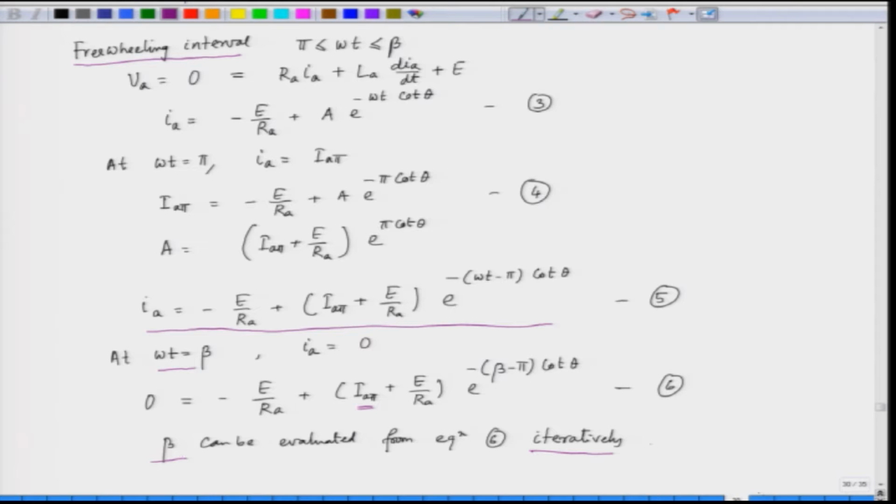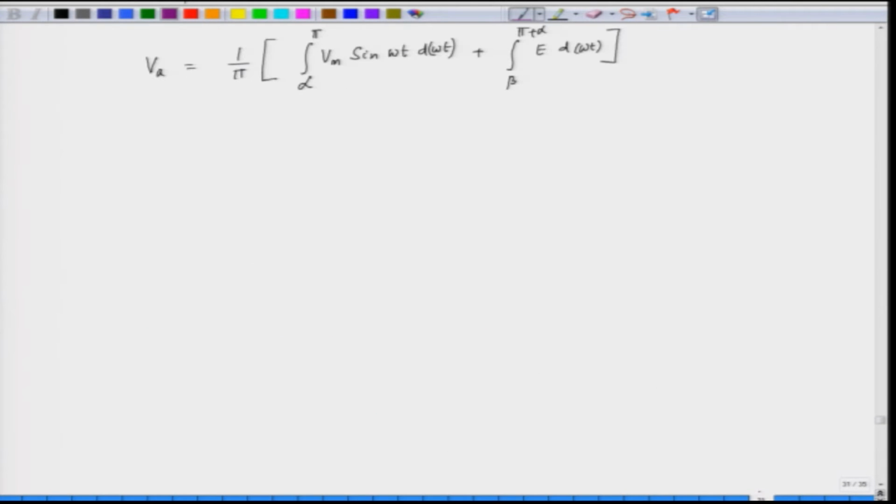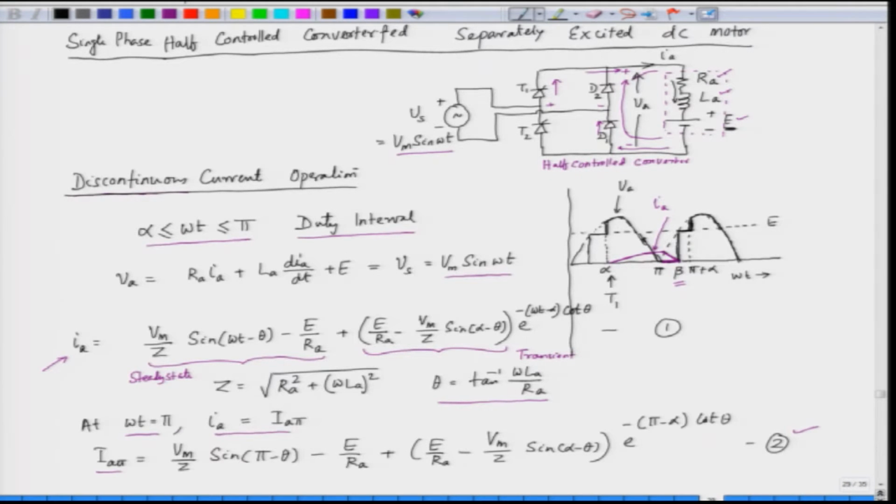Now, let us see the average voltage. Now, what is this average voltage? Now, we have seen in this voltage waveform that we have the back EMF E here. The back EMF is E and the voltage V A is armature voltage and the current is armature current. We would like to find out what is the average armature voltage V A.